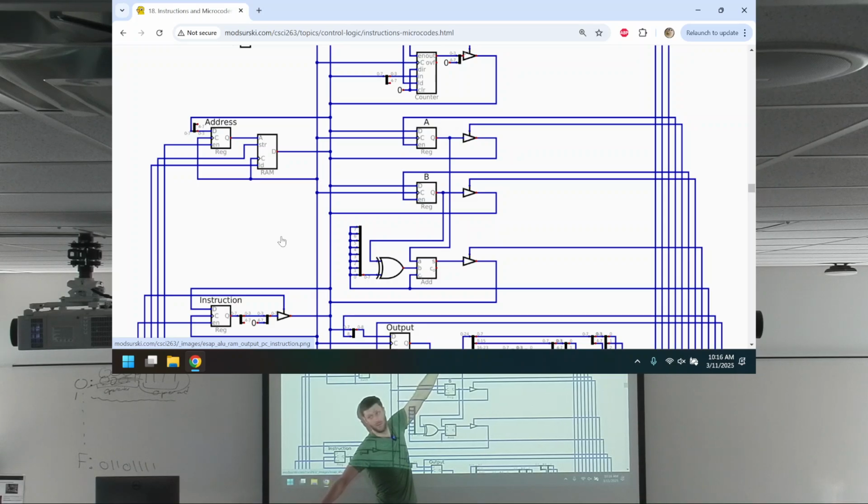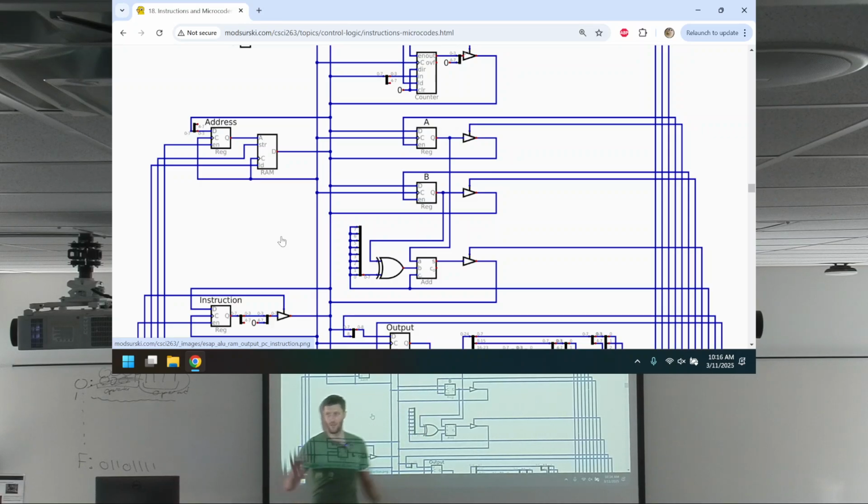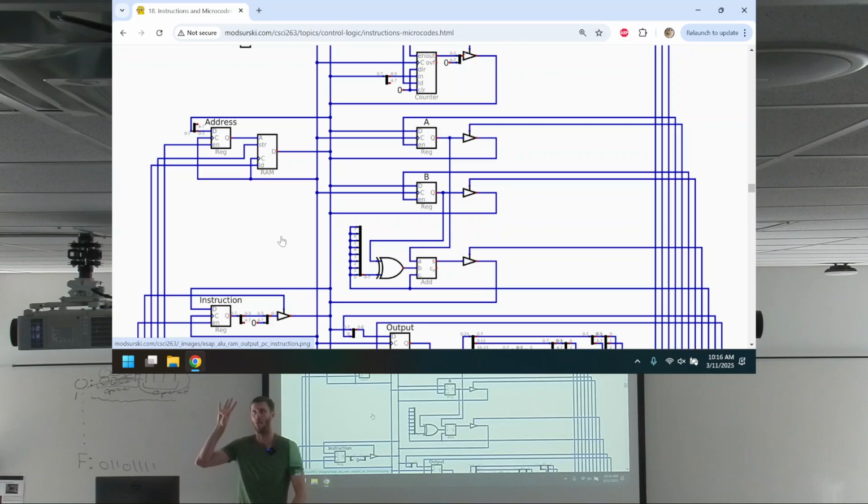Program counter, address register, RAM to the instruction register. Fetch cycle is done. Now let's finish that load into register A. Operand, least significant 4 bits out. Address register in. RAM out. A in. Those are the four clock cycles, including the fetch and then what actually matters for that specific instruction.